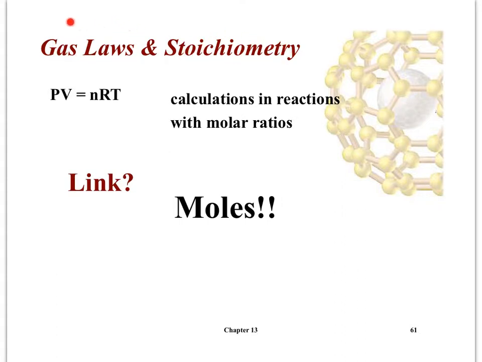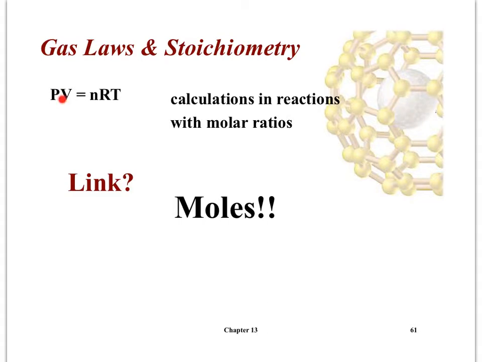We learned about gas laws, and the main gas law is the ideal gas law, which is PV equals nRT. To link between the two, this is PV equals nRT. This one is calculations and reactions, and the main part of it is having these molar ratios. And so the link between them is going to be moles. So one of two things.